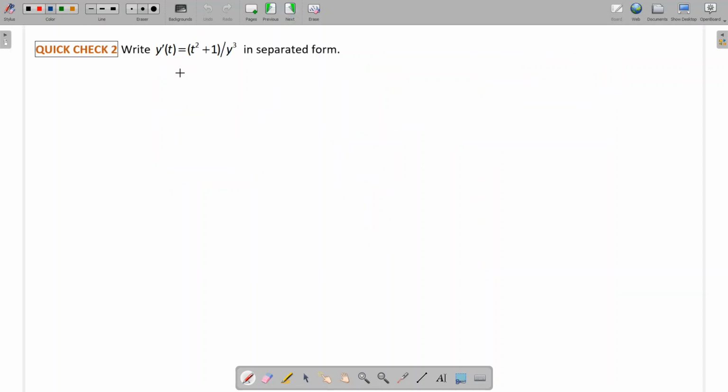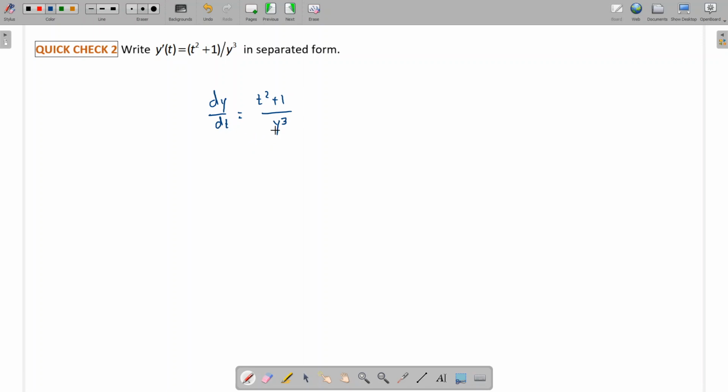All right, we're going to skip most of the quick checks, but let's do this first one here. So this says write this in separated form. So another way to write the left-hand side would be to say dy dt. That's what y prime is. And the right-hand side is just t squared plus 1 over y cubed.